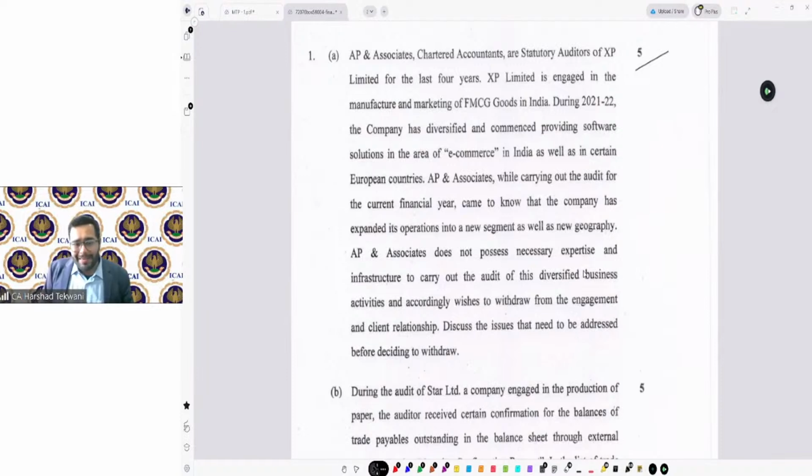Now, for example, in this case, if it is asked, discuss the issues that need to be addressed before deciding to withdraw. Okay, you need to write about this particular topic rather than writing about other things. Okay, what is the auditor's responsibility in other areas or something like that. Okay, so if it is being asked, discuss the issues that need to be addressed, write that only, point to answer, and then you proceed further to the next question.